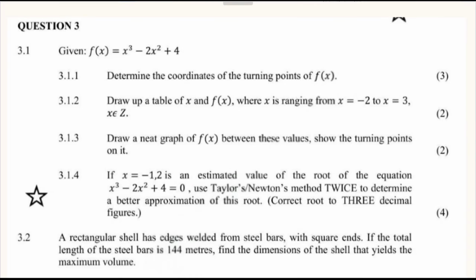In this video, we go through question 3 from the 30th July 2025 N5 Mathematics question paper. Question 3.1, we are given f of x is equal to x cubed minus 2x squared plus 4, and question 3.1.1, we determine the coordinates of the turning point of f of x.